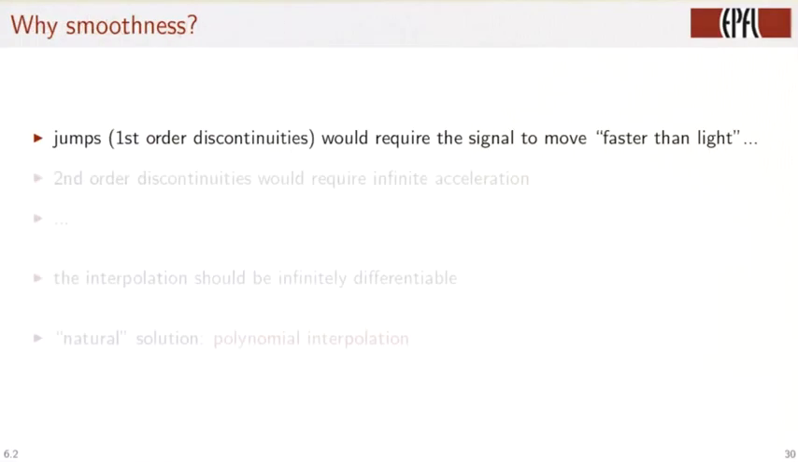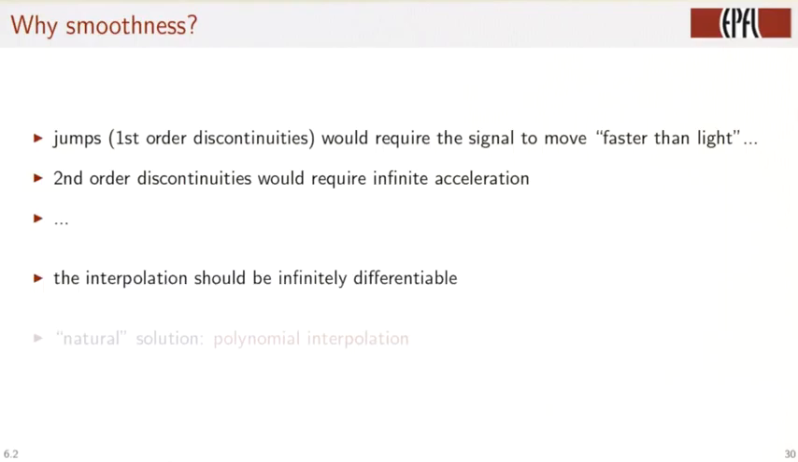Let us discuss the issue of smoothness in physical terms. Assume x(t) shows the location of an object. If there is a jump, it would mean there is infinite speed. If there is a second-order discontinuity, it means there would be infinite acceleration. In general, we would like interpolators to be infinitely differentiable, so they also make physical sense. A natural solution for this is polynomial interpolation.